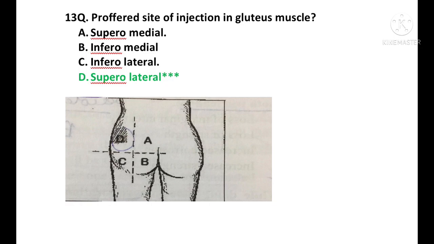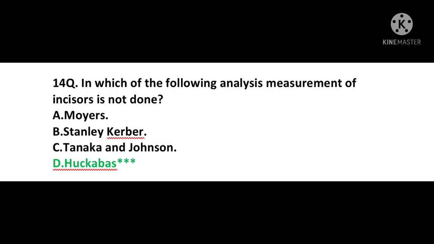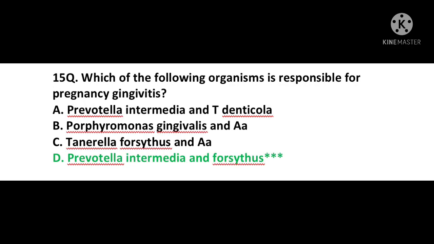Preferred site for injection in the gluteus muscle is superolateral. In which of the following analyses is measurement of incisors not done? In Huckaba's analysis we use radiographs, so that is the answer. Which of the following organisms is responsible for pregnancy gingivitis? Prevotella intermedia and Tannerella forsythia.